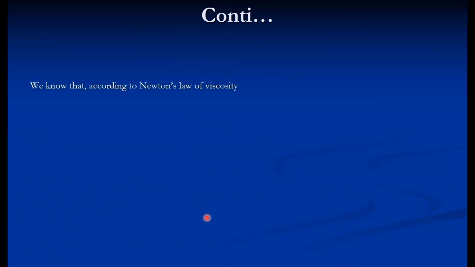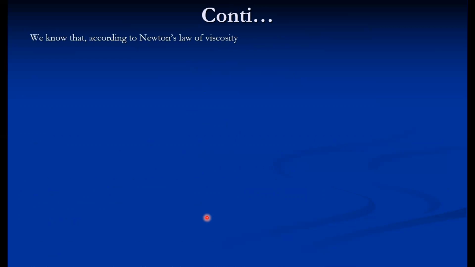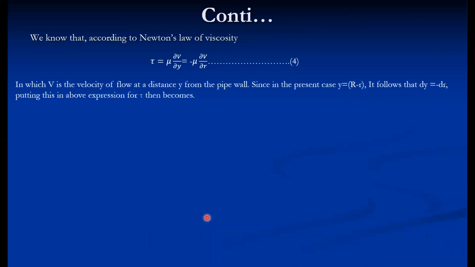Now we'll move towards the velocity distribution calculation. According to Newton's law of viscosity, as the flow is laminar, we can write the expression of shear stress in terms of the velocity gradient as well. Tau is equal to mu into dv by dy, in which v is the velocity of flow at a distance y from the pipe wall.